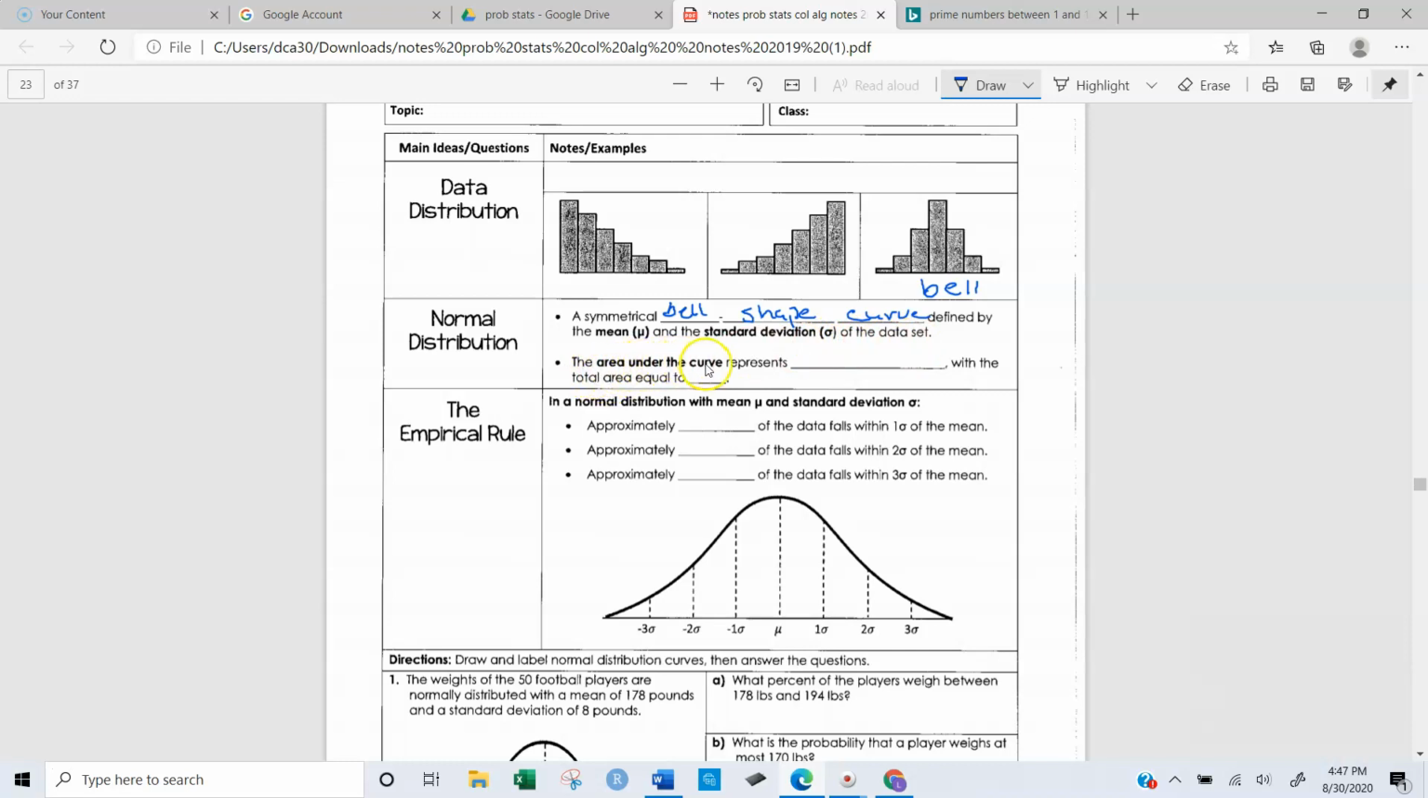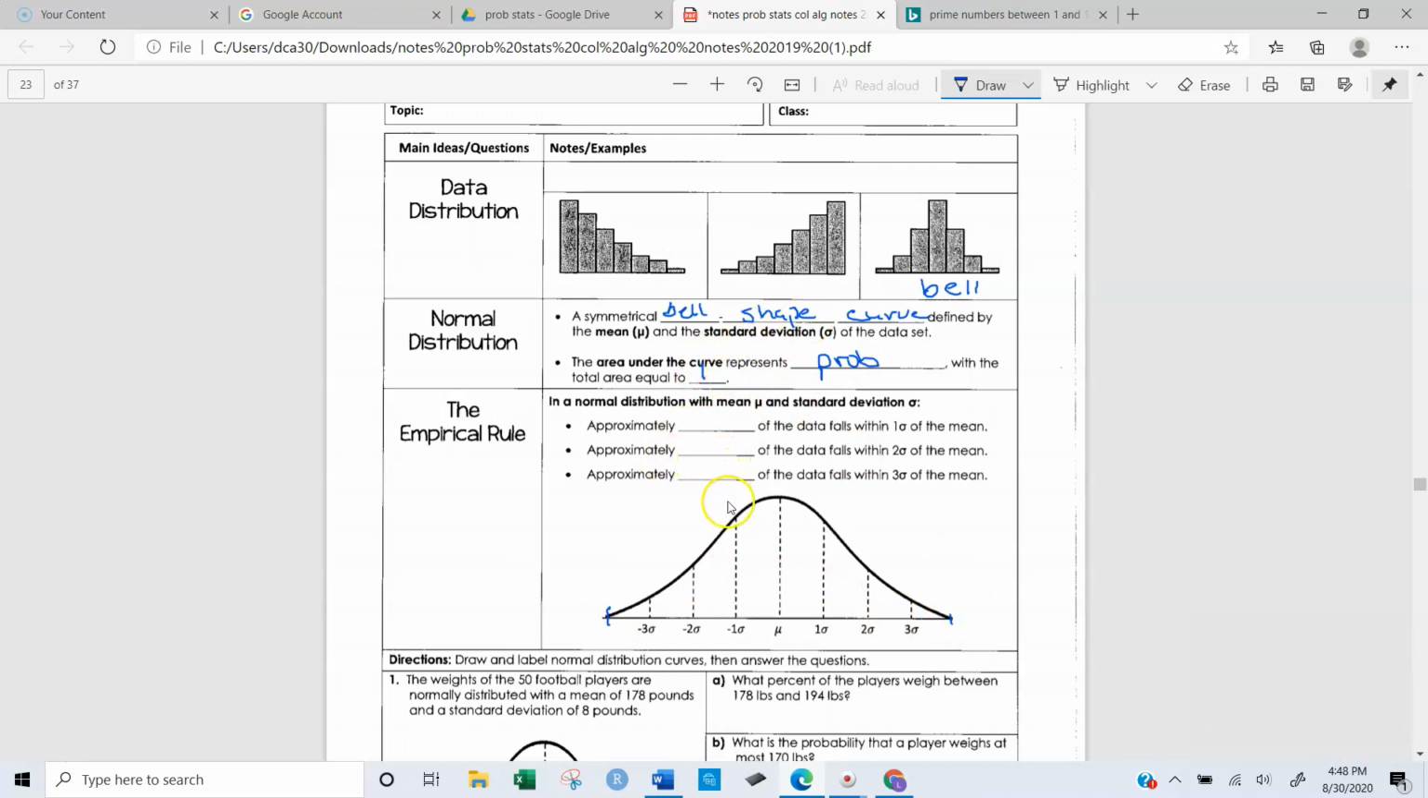Now, the area under the curve represents the probability with a total area equal to 1. So where I am under the curve is a probability that this will happen, and the total area under the curve, so from here to here, is always equal to 1.